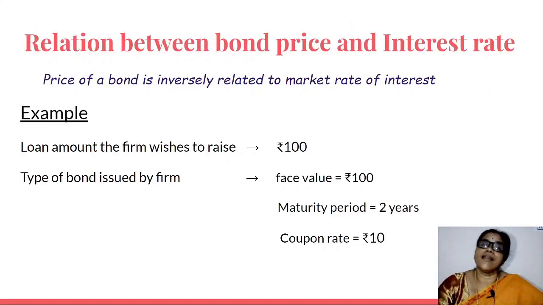Now let us see the relationship between bond price and interest rate. Here the price of a bond is inversely related to the market rate of interest. That means when the bond price is high, the interest rate falls. If the interest rate rises, the bond price will fall. So there is an inverse relation between the market rate of interest and bond price. That can be explained with the help of an example. Now let us see the example, children.